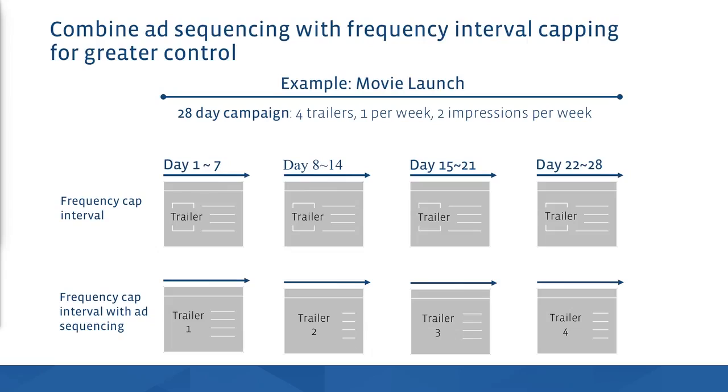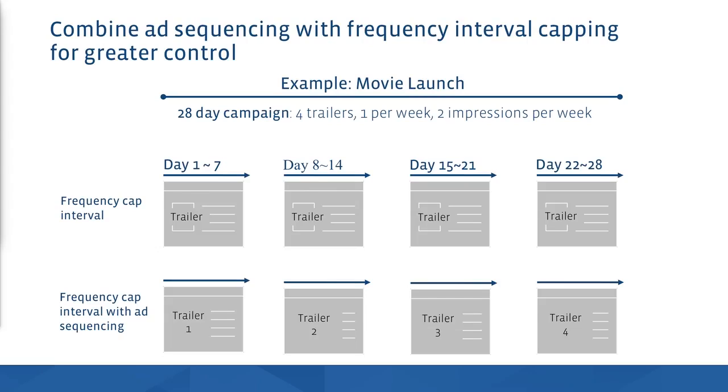Typically, movie launches last about a month or two leading up to the launch date. There are usually multiple versions of a teaser or trailers that they release in a sequential order. For this example, we'll use a 28-day campaign with a few different trailers. We can create a sequenced campaign that delivers a maximum of 2 impressions per person per week leading up to the launch.